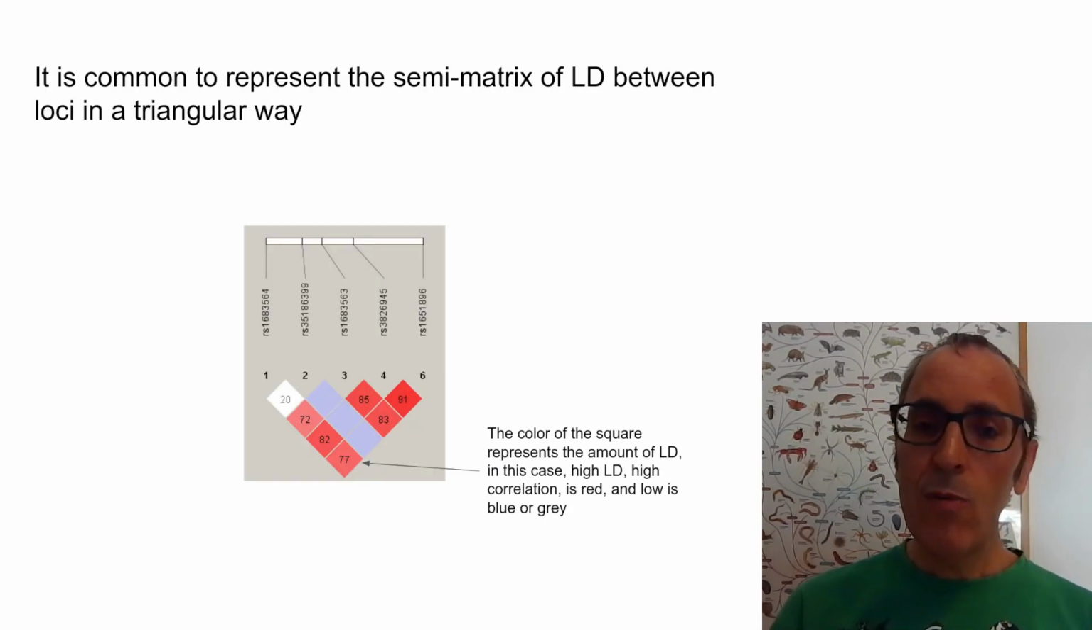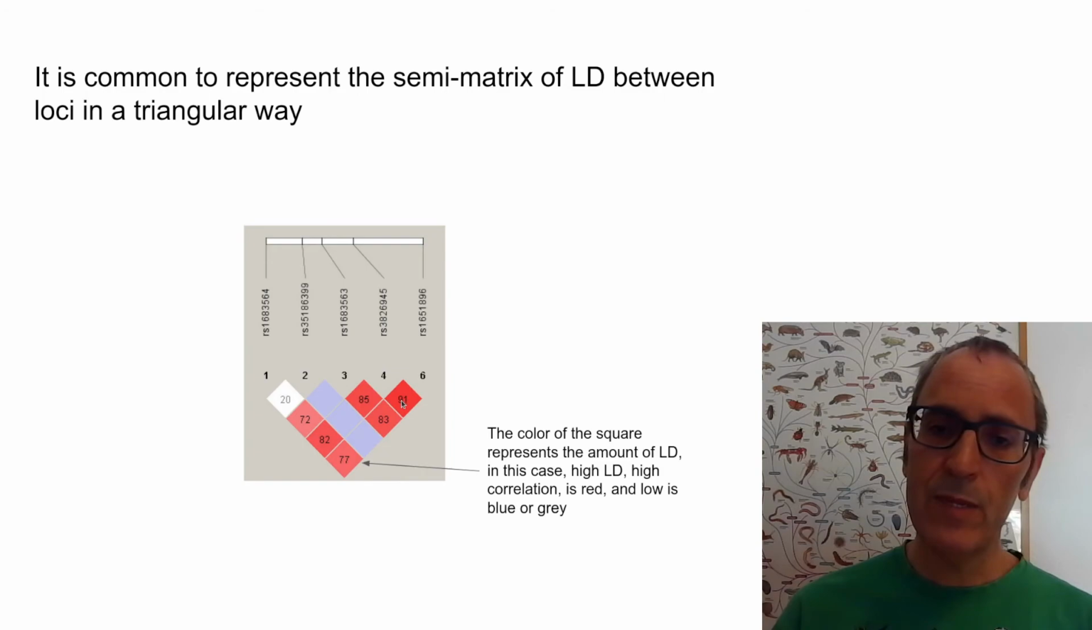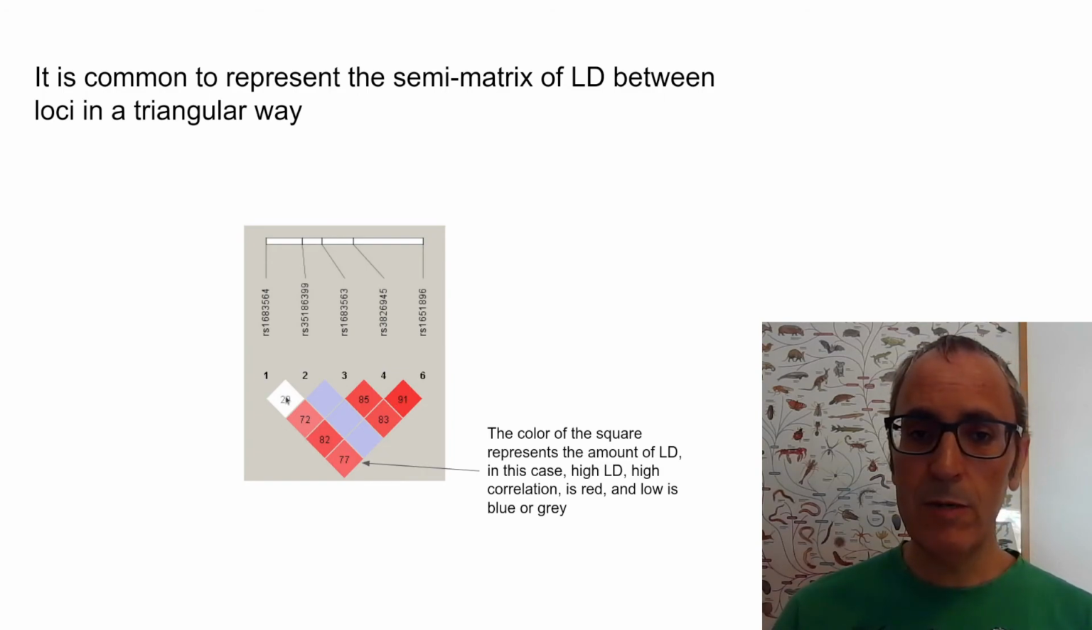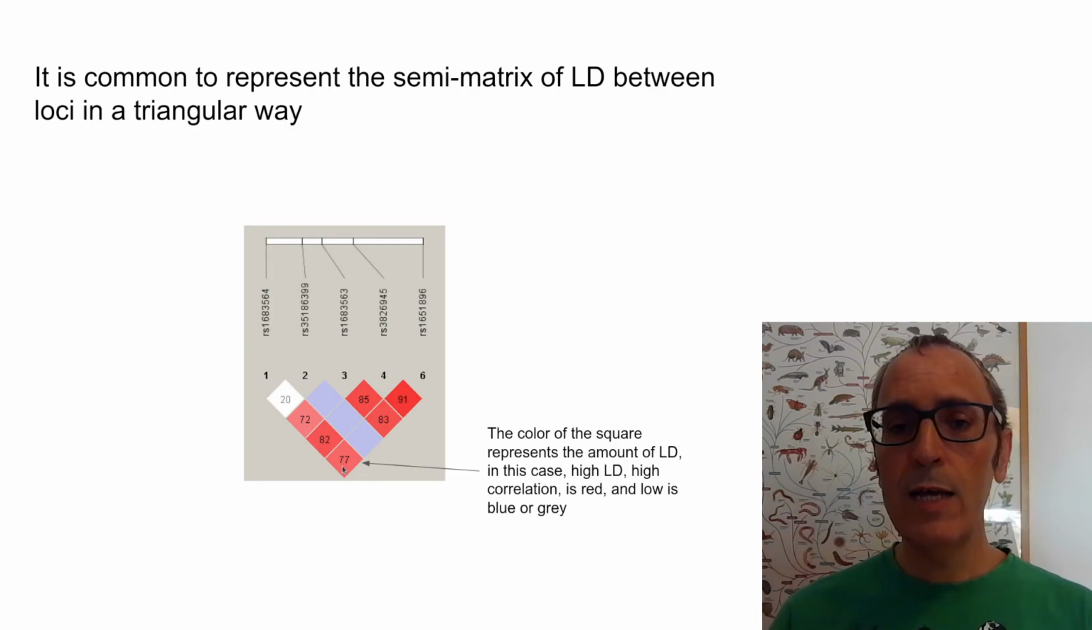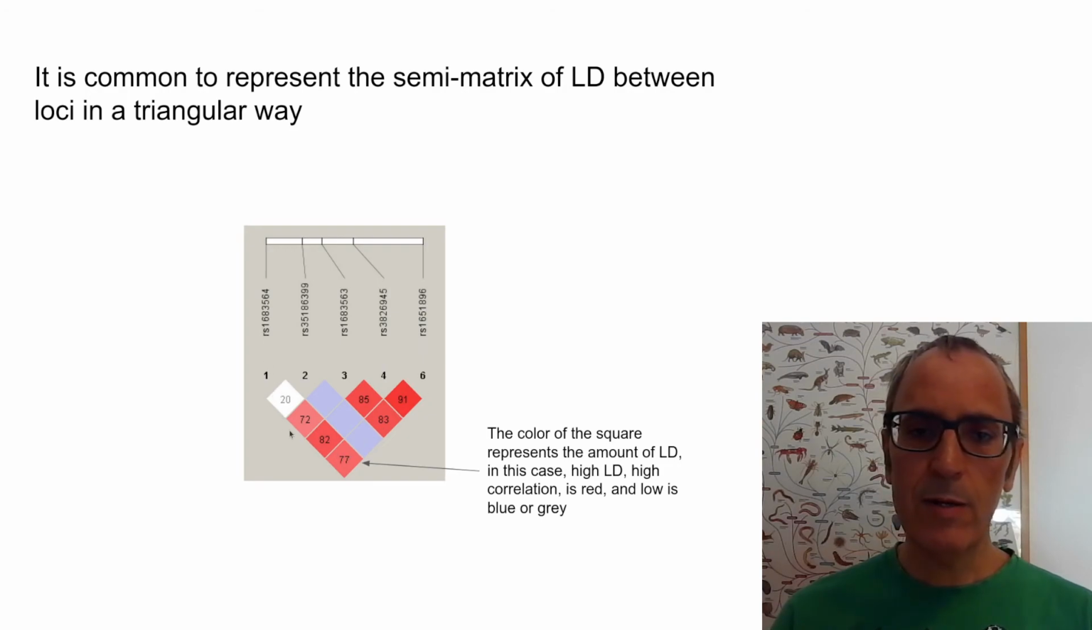A very common way of representing linkage disequilibrium between different markers is to represent the matrix, well, half of the matrix, because the matrix will be symmetric, in this way. You put the markers in a line, and you put the correlations between the lines that would join the two markers. For instance, this 77 is a correlation between this marker and this marker.